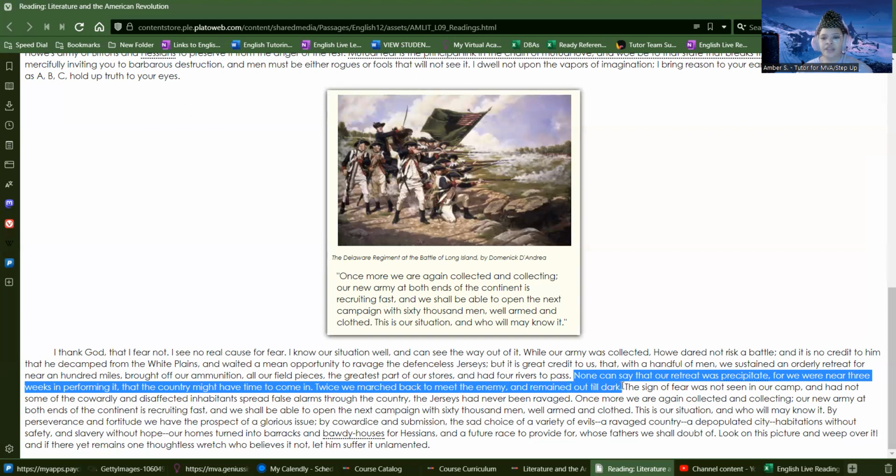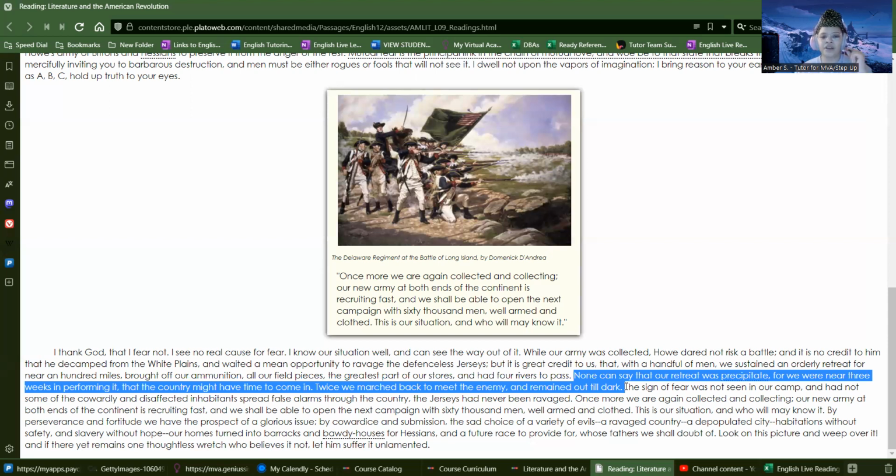So he's saying you can't say that we retreated because we were scared or anything like that. It was an organized retreat that we decided to do on purpose because it was the most strategic thing to do. So he's making the argument here that even though they weren't able to defend the Jerseys the way they wanted to, and they had to retreat, it was a retreat that benefited them instead of just the army getting scared and panicked and running.